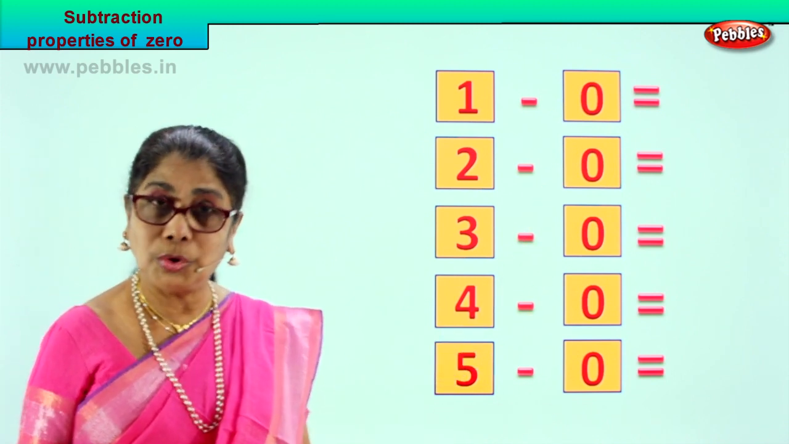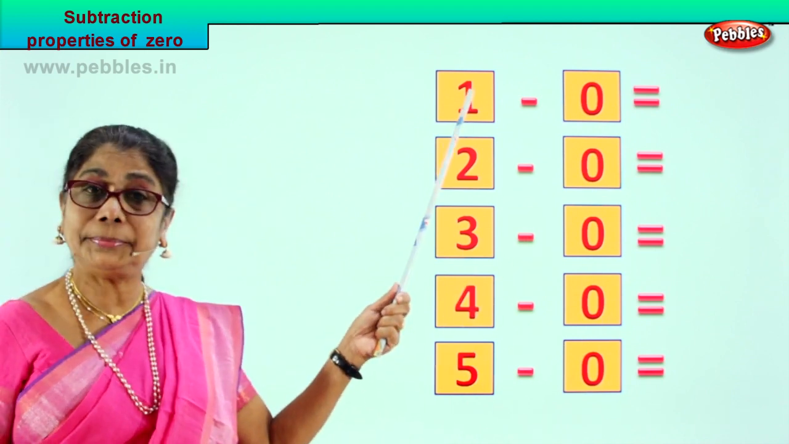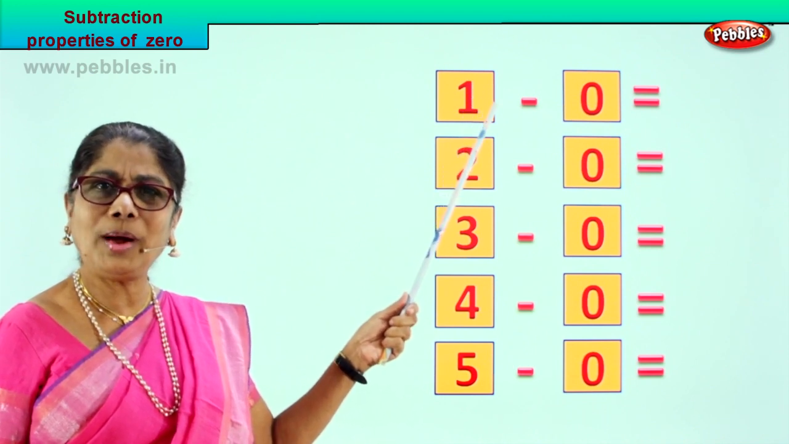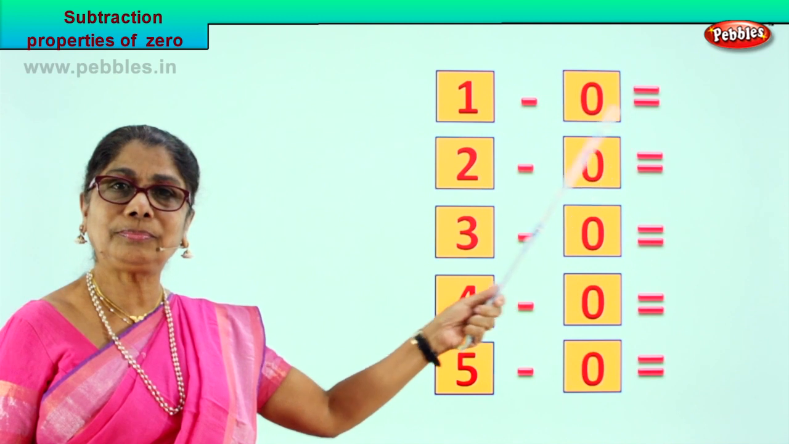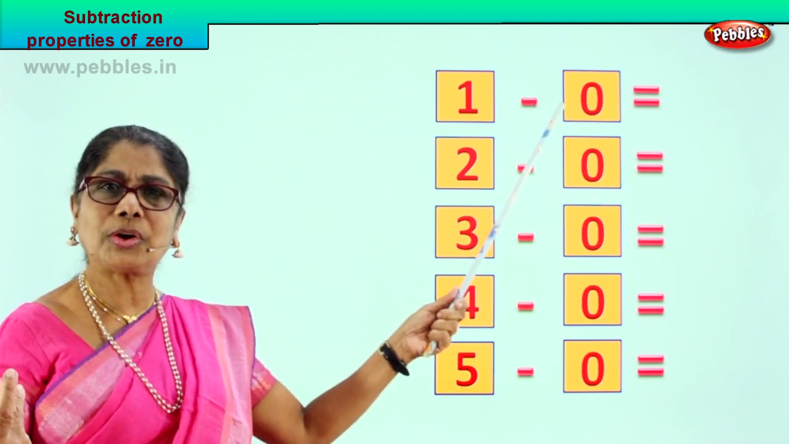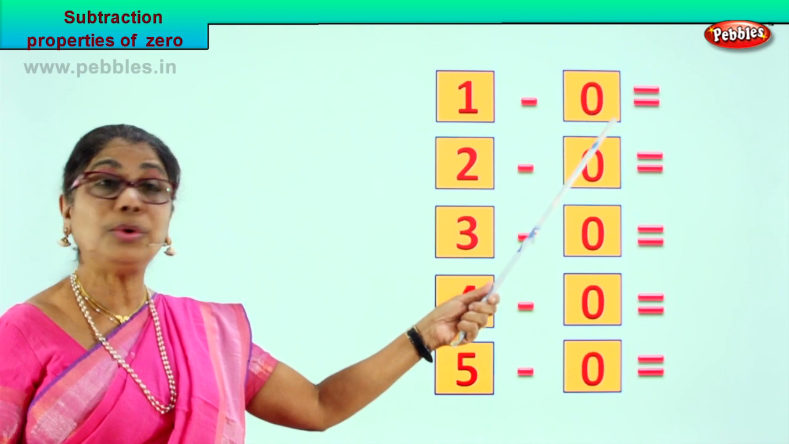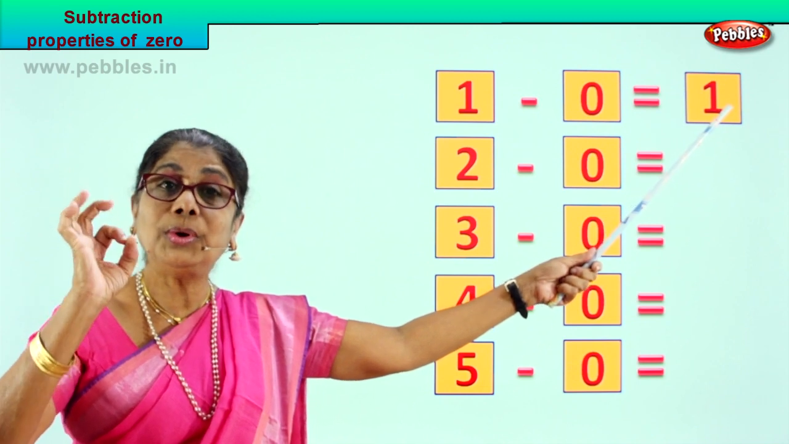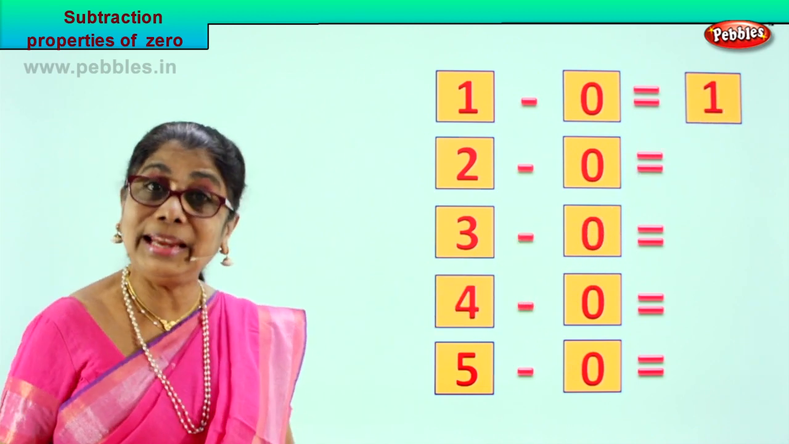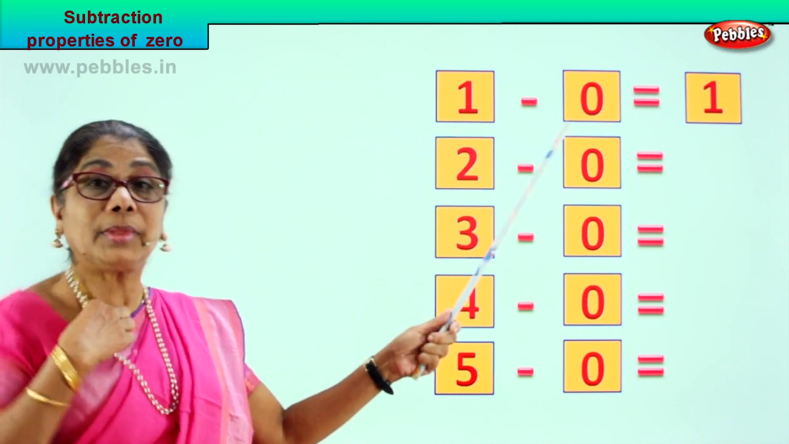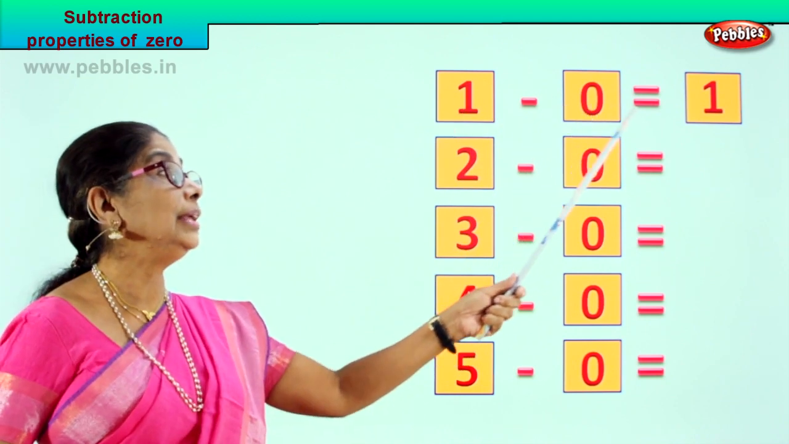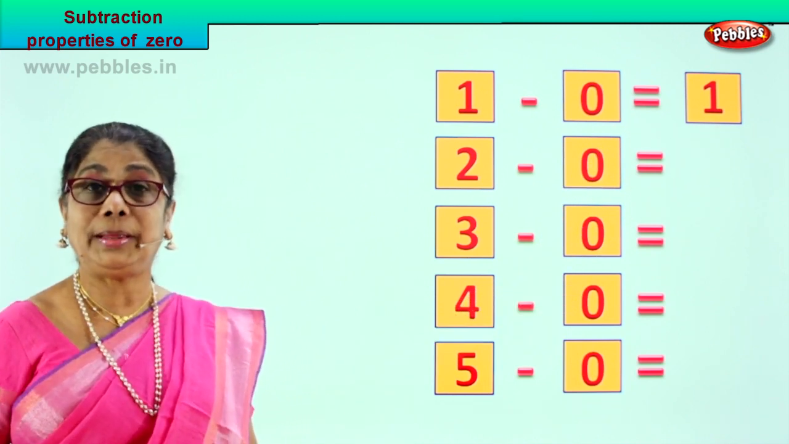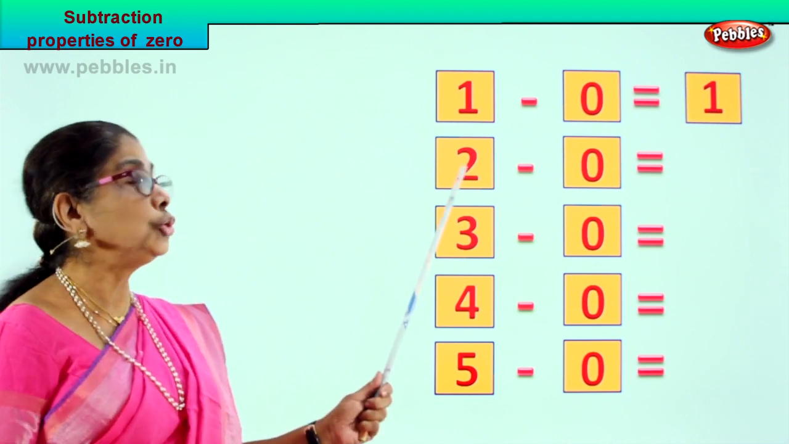Look, you have number 1 here. You have 1 chocolate here. 1 minus 0. 1 chocolate is there, minus 0 chocolate. 1 minus 0 is equal to the number itself. Read with me. 1 minus 0 is equal to 1. Understand that carefully.